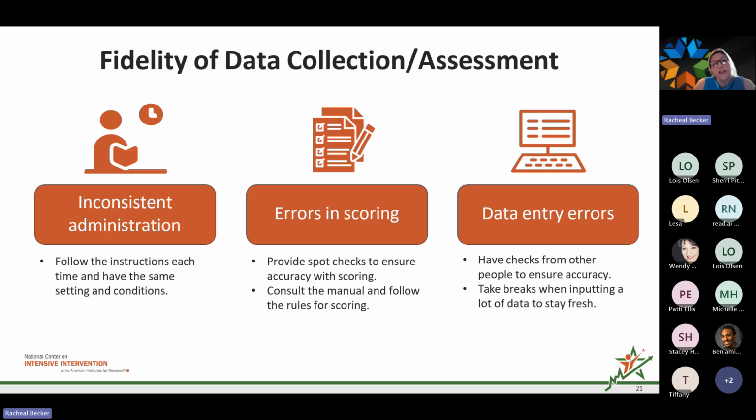Oftentimes there are errors in scoring and there are issues with data entry. So what we need to do is make sure that we are properly training the people who are implementing our interventions and our progress monitoring. We want to follow any manuals that are provided, and then do fidelity checks as part of the planning.